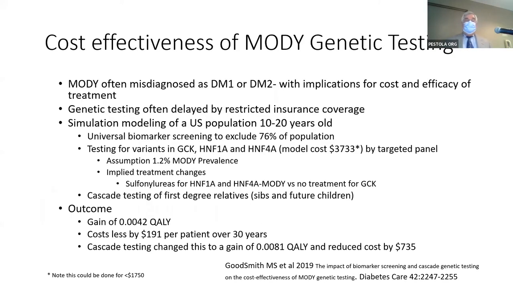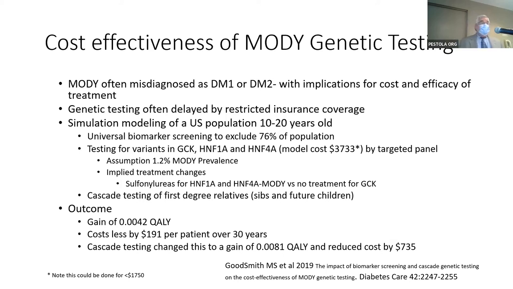So what's the cost effectiveness? We all know that MODY can be misdiagnosed as DM1 or DM2. That's how they get to it's not quite the right diagnosis. Your genetic testing may be limited by your restricted insurance coverage. Certain insurances just don't believe in DNA.